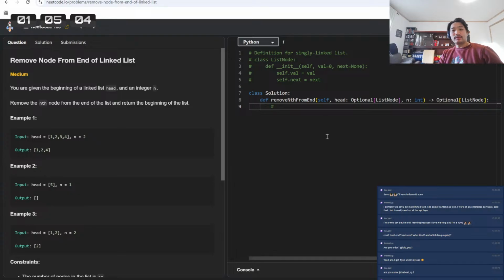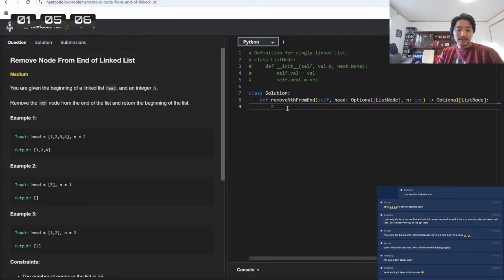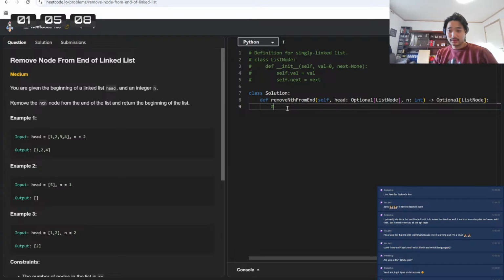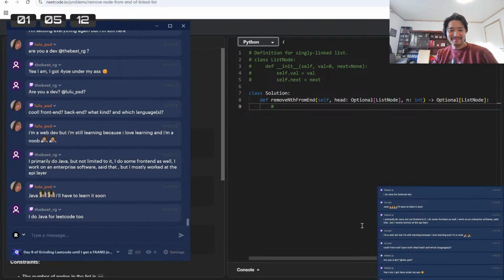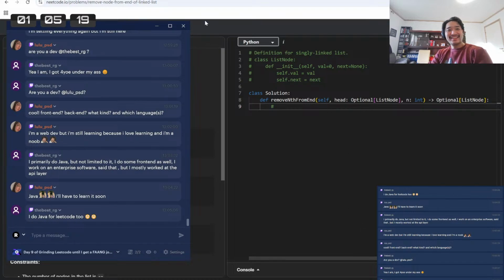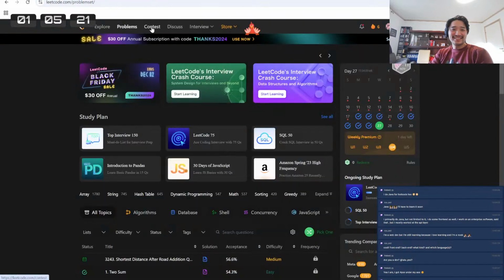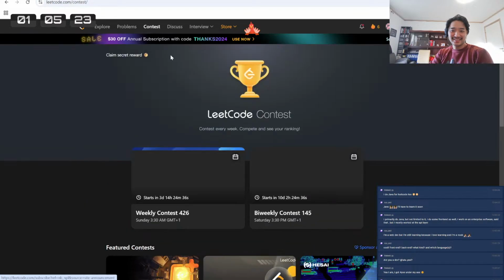Okay, yeah, and I realized that was a dumb way of doing it. I can just use simple. Thebiest_RG, I do Java for... Oh, you do Leetcode too. You madman. That's a mad lad move to use Java. I saw some of the contests.